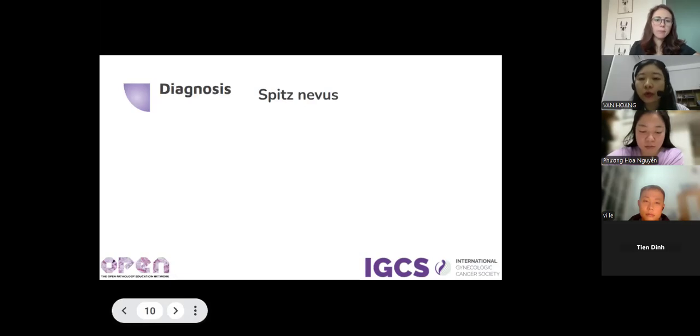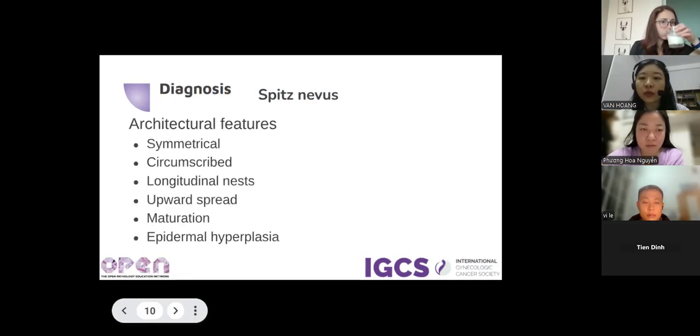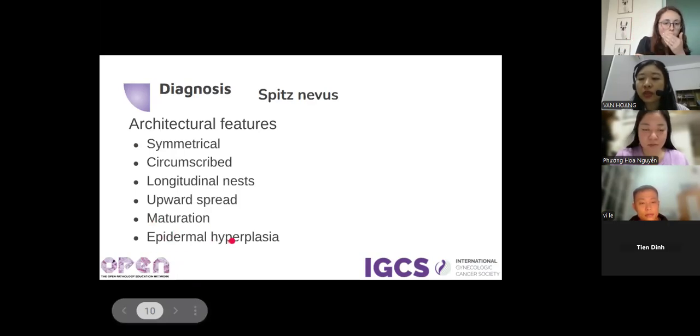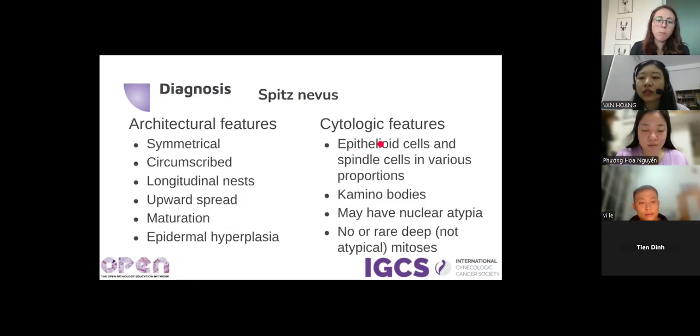So now we will review the features of this one. The architectural features include a symmetrical, circumscribed lesion with longitudinal nests. It has maturation and epidermal hyperplasia. About the cytological features, we see epithelioid cells and spindle cells in various proportions. Kamino bodies may be present, but they are not required, and there are no or rare mitoses.